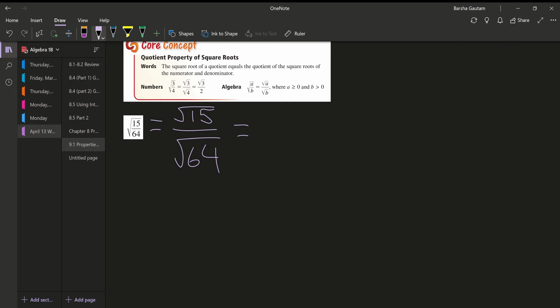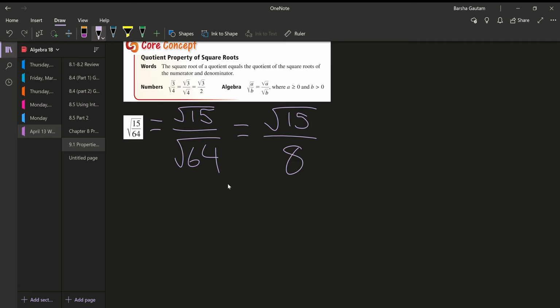And we notice that we can't simplify root 15 anymore, right? Because even if we did 3 times 5, we notice that we cannot find the root of 3 and 5. So we're just going to have to leave root 15 by itself. But can we find the square root of 64 though? Yes, we can. The square root of 64 is 8. And that will be the final answer.